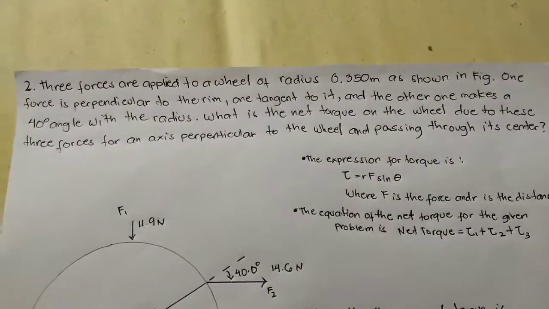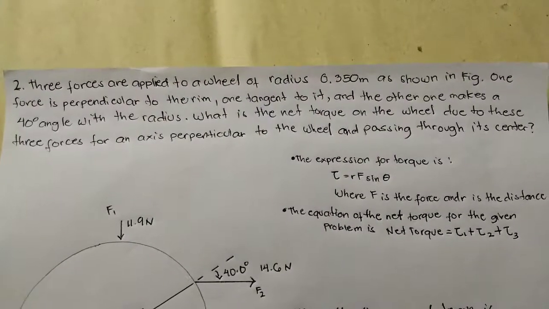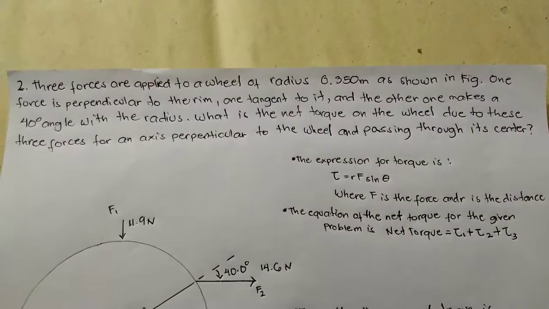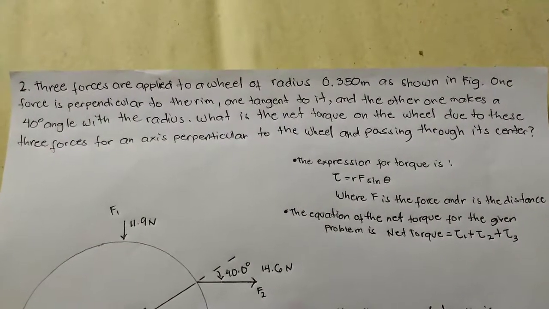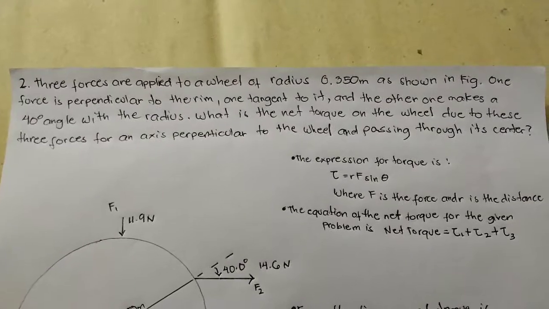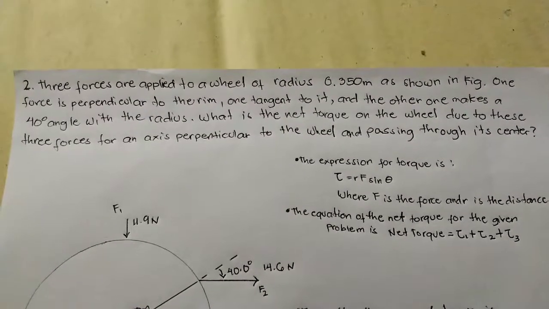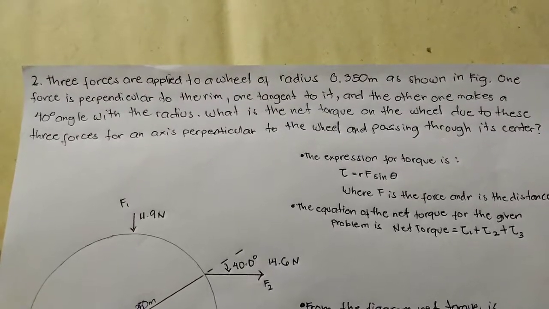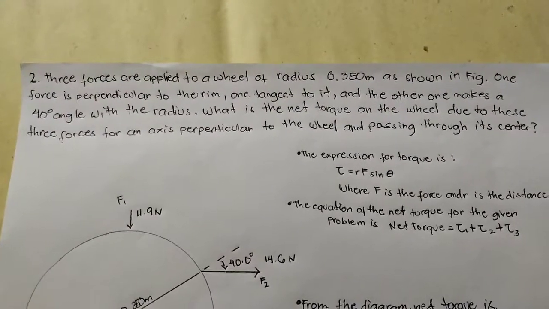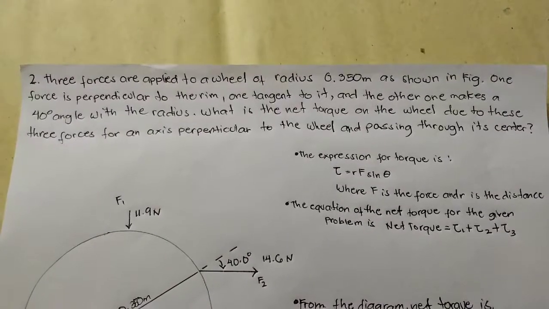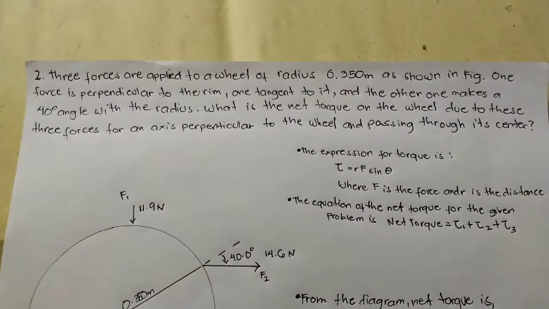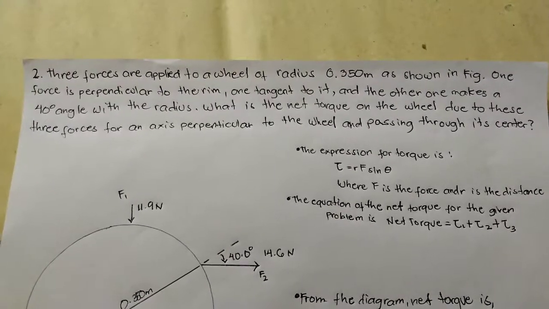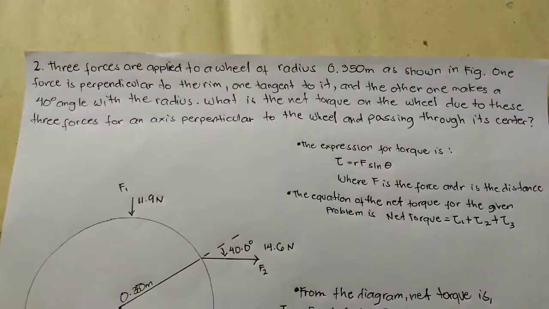Problem number 2. Three forces are applied to a wheel of radius 0.350 meter as shown in the figure. One force is perpendicular to the rim, one is tangent to it, and the other one makes a 40-degree angle with the radius. The question: what is the net torque on the wheel due to these three forces for an axis perpendicular to the wheel and passing through its center?